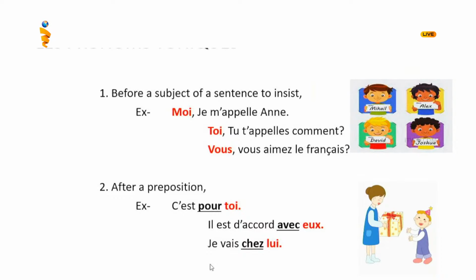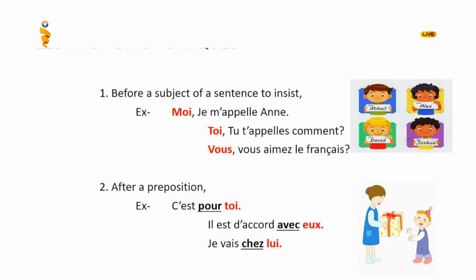Toi, tu t'appelles comment? The subject of this sentence is tu. So the relevant pronoun tonic is toi. Toi, tu t'appelles comment? Next one, vous aimez le français? With the subject pronoun vous, the pronoun tonic vous should be used.